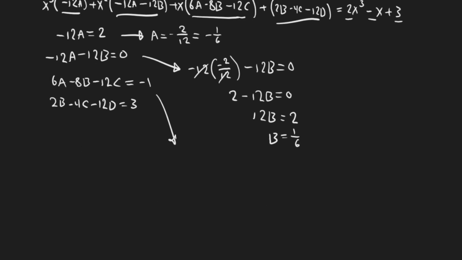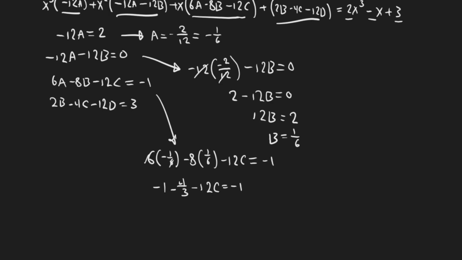This equation tells us that 6 times a, well, a is negative 1/6, minus 8 times b, well, b is 1/6, minus 12c, what we're solving for, equals negative 1. So now we just need to solve for c. So first of all, these 6's cancel, which is nice, so negative 1 minus 8 over 6, that's the same thing as 4 over 3. 4 over 3 minus 12c equals negative 1.